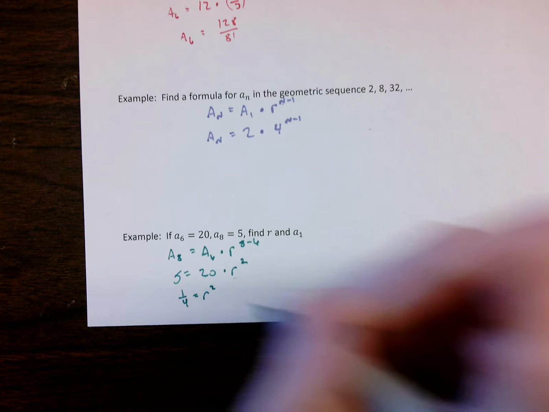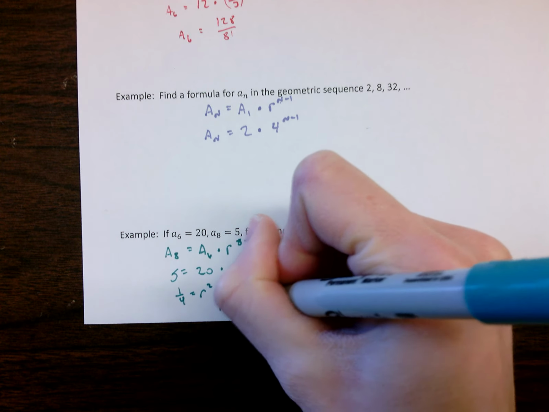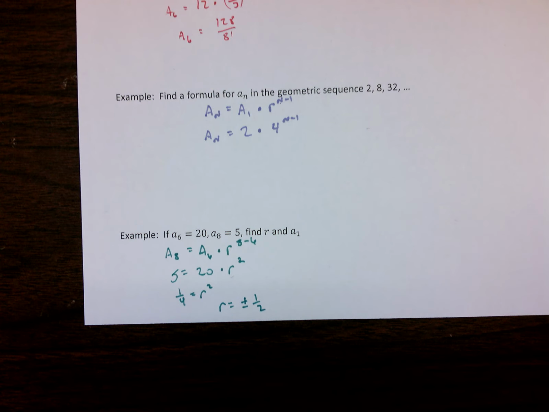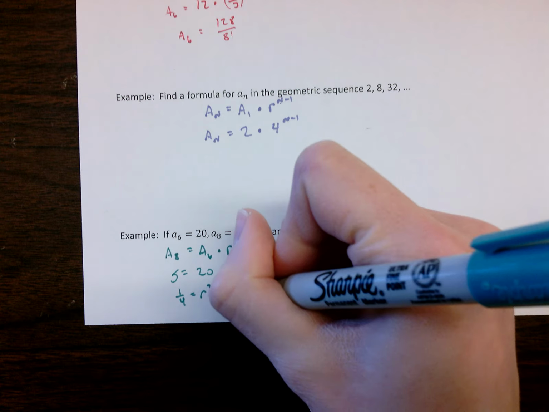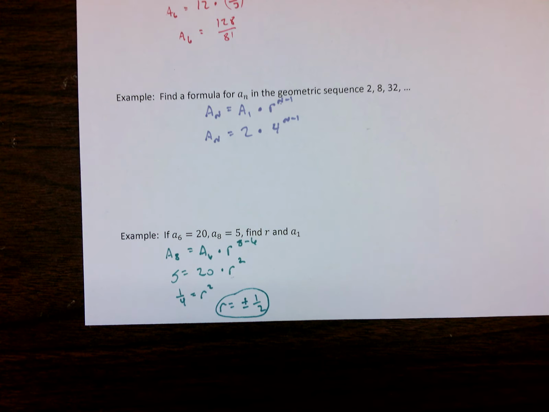So when I square root both sides, I'm going to get r equals, be careful, positive or negative 1/2. Okay, so my r value is positive or negative 1/2. It could be either, right?